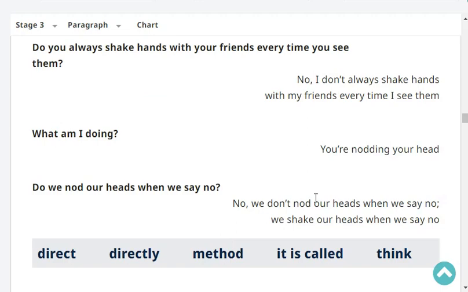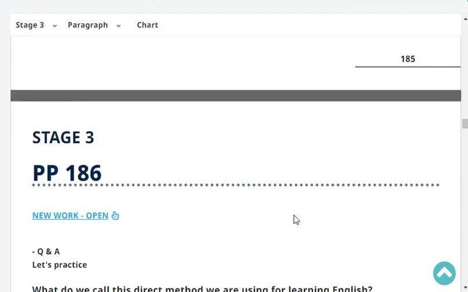Do we nod our heads when we say no? No, we don't nod our heads when we say no. We shake our heads when we say no. Very good.